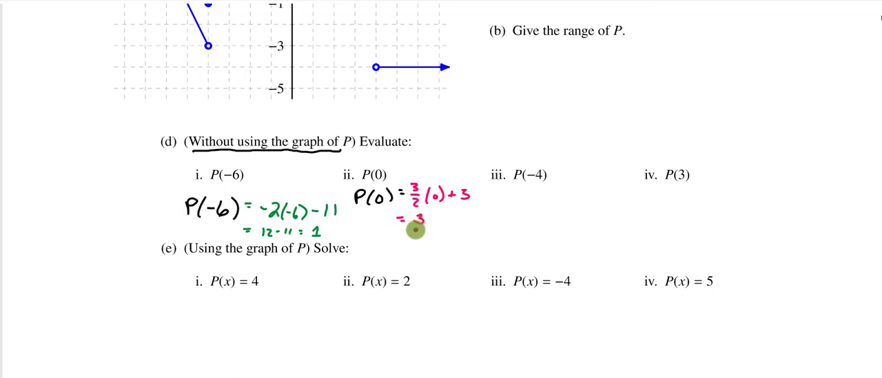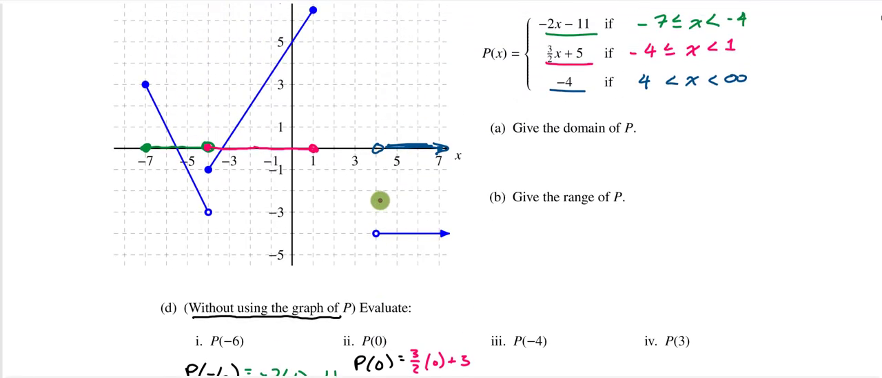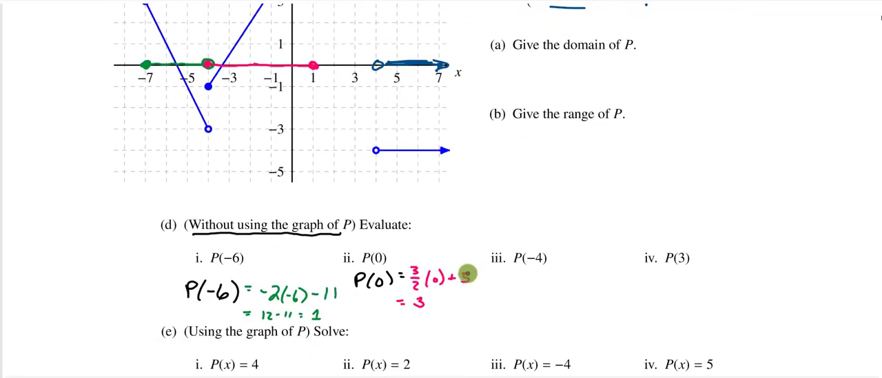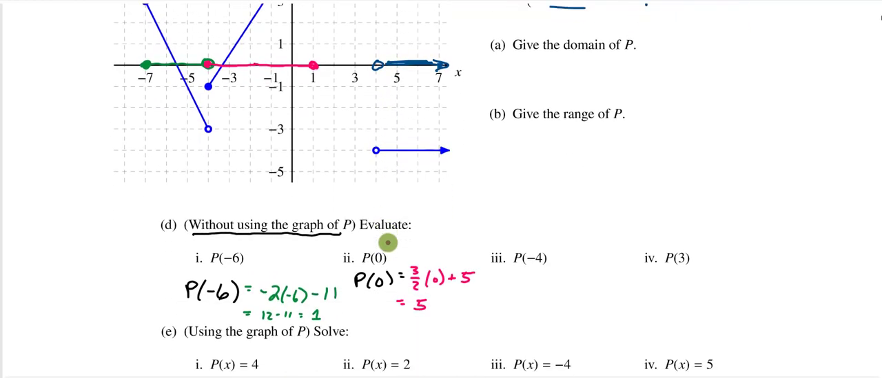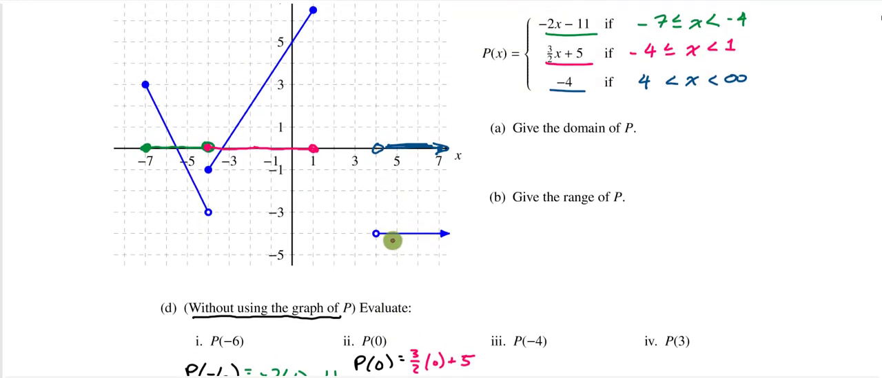This simplifies to be 3, so we get that p of 0 equals 3, and that doesn't... I'm sorry folks, I miscopied, I couldn't read my own handwriting. This should be a 5 here, which would then make this a 5, my apologies. And that fits, you'll notice, with the graph there. Okay, so let's do this next value.